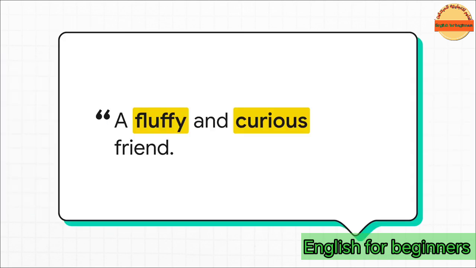So, for example, if I'm thinking about my cat, I might pick fluffy for his appearance and curious for his personality. Put them together and what do you get? A fluffy and curious friend. See? In just four little words, you get a really clear and honestly kind of charming picture, don't you?